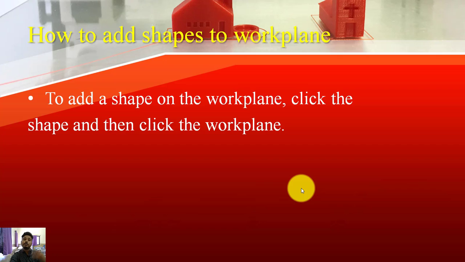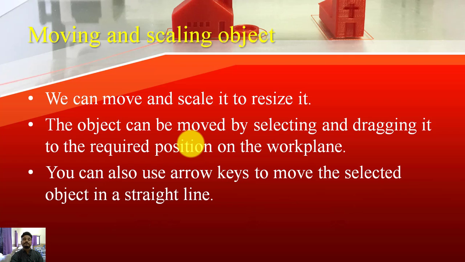Now you will ask how to add those shapes or objects to our work plane. Simply click on the object or the shape that you want to add, then take your mouse back to your work plane and click over there. Automatically that shape or object will be added to your work plane. Understood? Yes. Now how to move or scale that object. Suppose I took one square, or a rectangle, and I put it on our work plane.